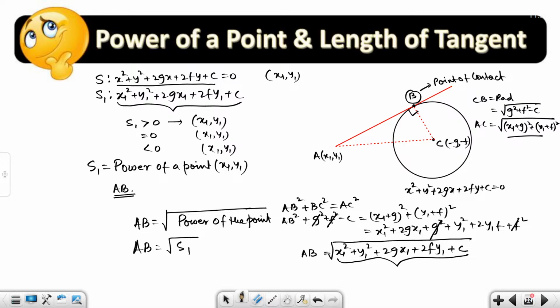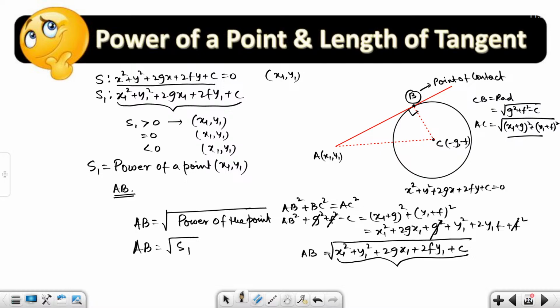Or you will remember in this way that the length of the tangent is root over of S1. That's it. Root over of S1. Simple. Is it clear? Is this clear to all of you? So we have learned power of a point. What is power of a point? Simply in the given expression or the equation given, put that point over there. That is the power of the point.